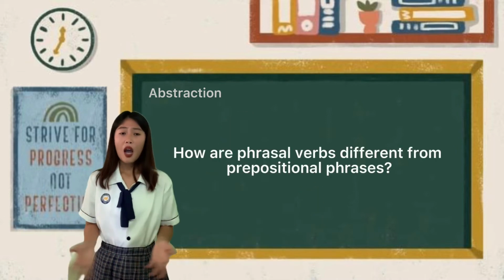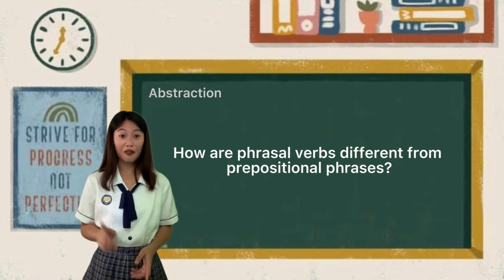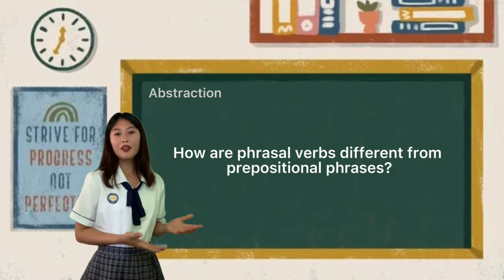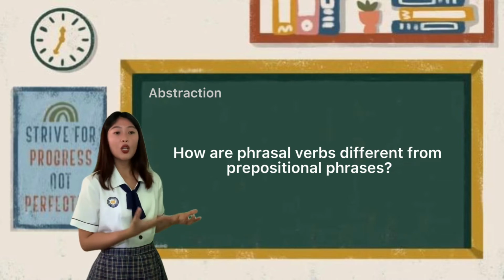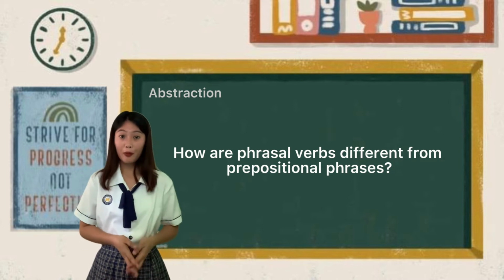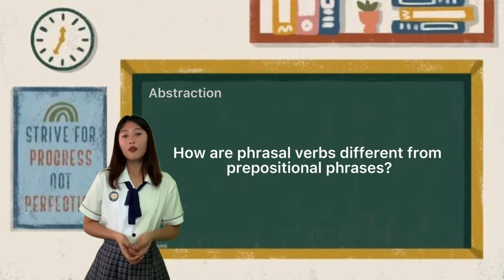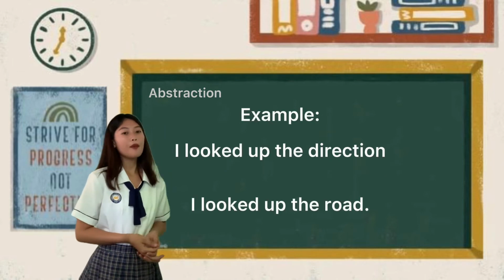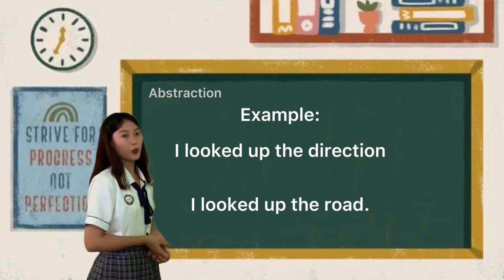So how are phrasal verbs different from prepositional phrases? Be careful, students. While phrasal verbs can contain prepositions, these same prepositions can also be used in prepositional phrases. So how do we tell the difference? For example, I look up the direction. And another example, I look up the road.